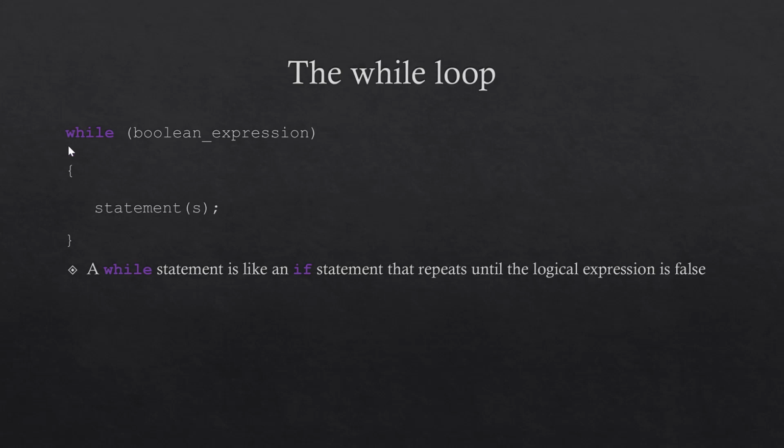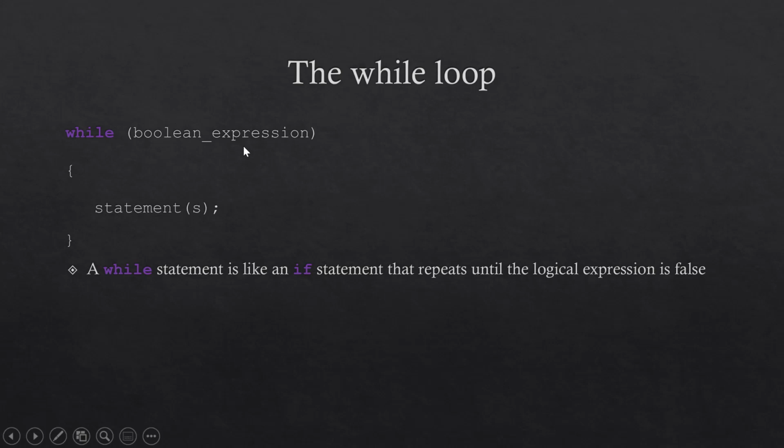Now, the difference between a while and an if statement: in the if statement, we only executed these statements once if the condition was true. In the while loop, we keep executing these statements until the Boolean expression becomes false. So the first time we check that expression, we'll execute these statements, and then we'll go back and check the expression again. If the expression is still evaluating to true, we'll execute the same statements again.